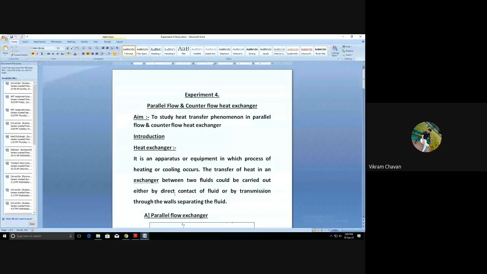So in the last practical session, we conducted one experiment, natural convection. In today's session, we'll go for the next experiment, that is parallel flow and counter flow heat exchanger. In this particular experiment, we are going to understand the heat transfer phenomenon in parallel flow and counter flow heat exchanger.